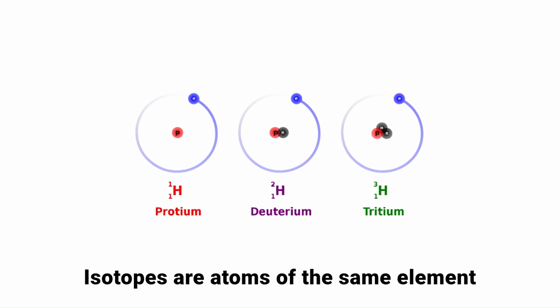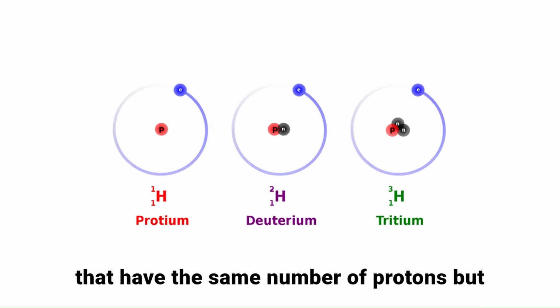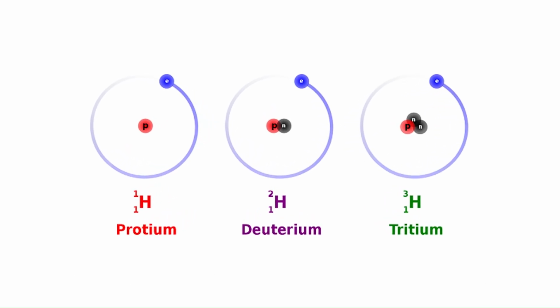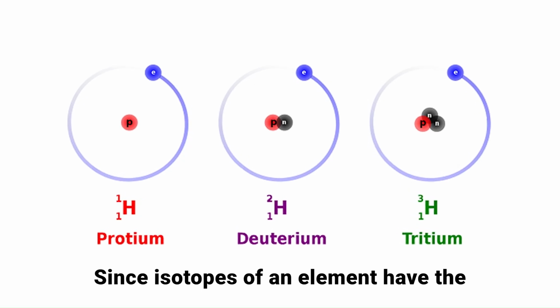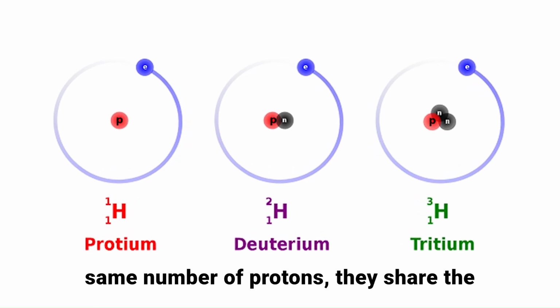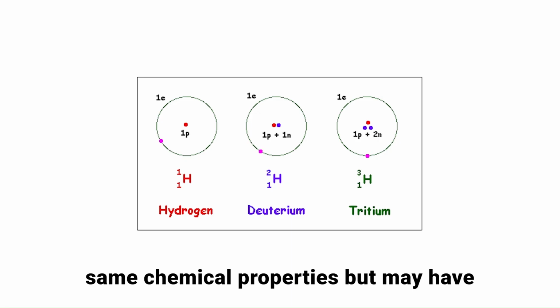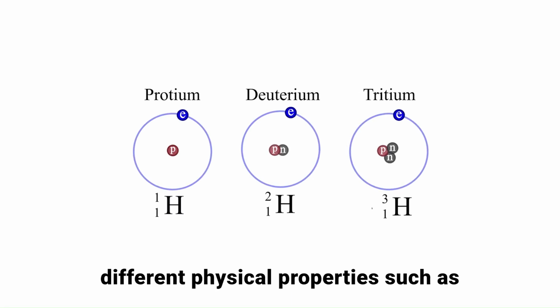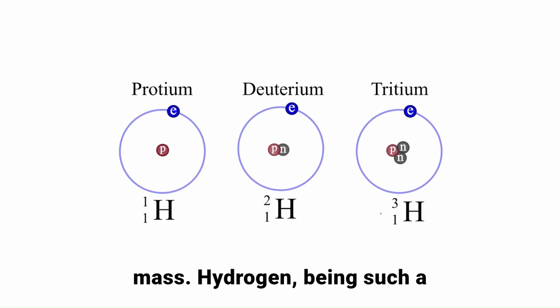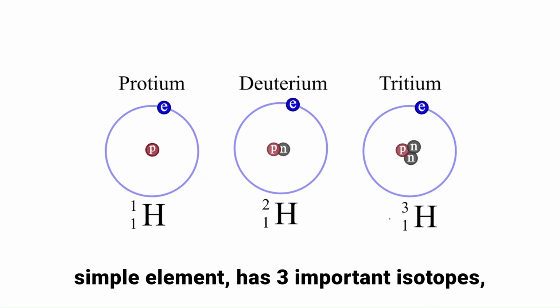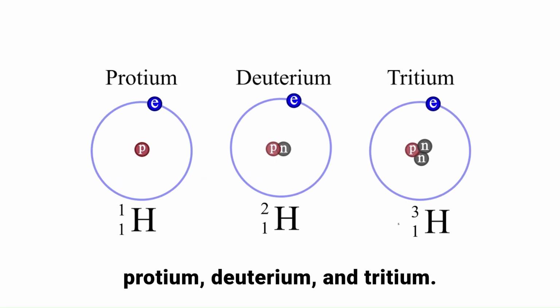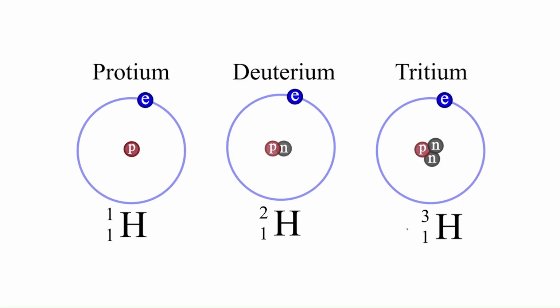Isotopes are atoms of the same element that have the same number of protons but different numbers of neutrons. Since isotopes of an element have the same number of protons, they share the same chemical properties but may have different physical properties, such as mass. Hydrogen, being such a simple element, has three important isotopes: protium, deuterium, and tritium.